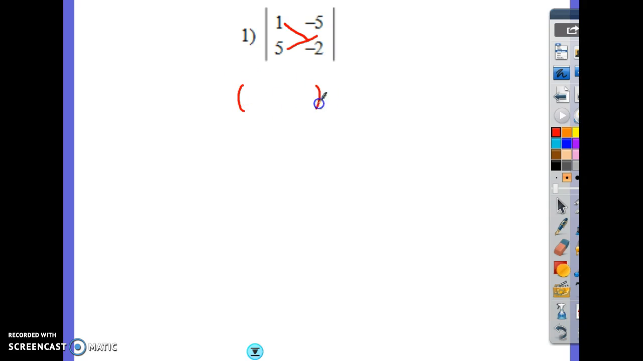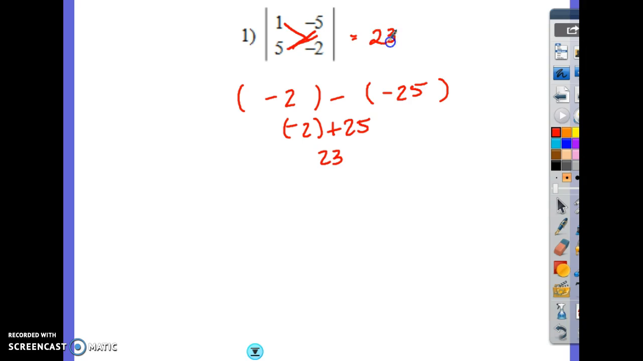So my first diagonal is simply 1 times negative 2, which is negative 2, minus my second diagonal product, which is 5 times negative 5, which is negative 25. So a negative 2 minus a negative, or plus positive 25, becomes 23. And that's it. The determinant equals 23 for number 1.